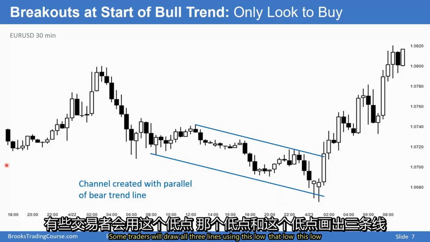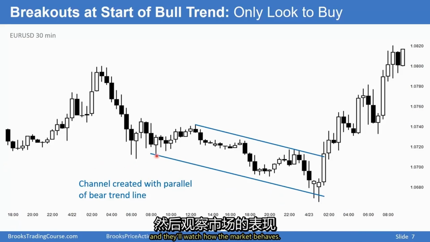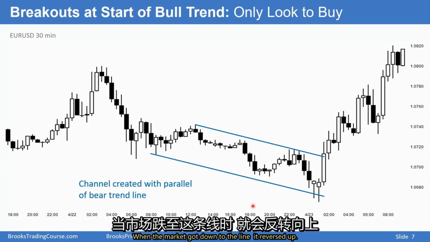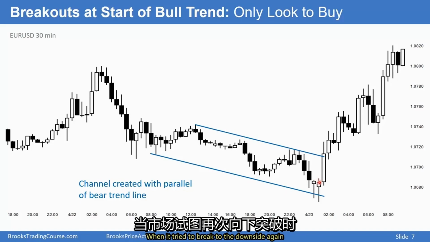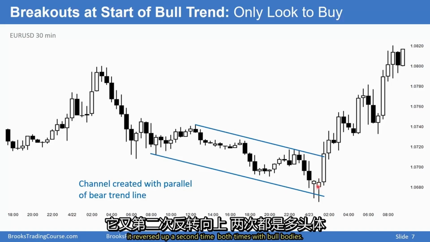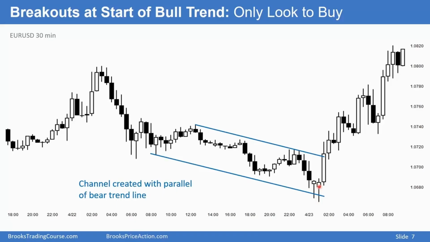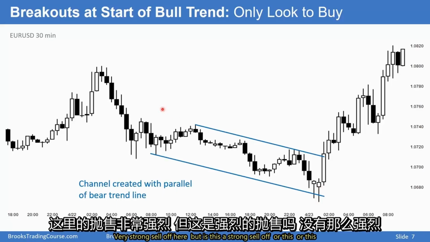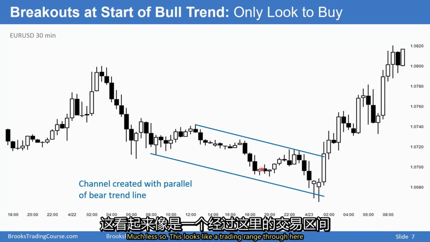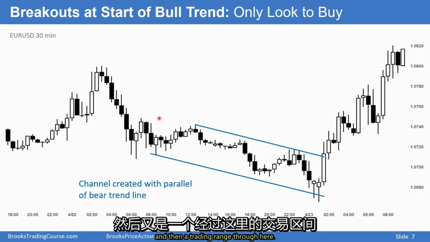Some traders will draw all 3 lines using this low, this low, and they'll watch how the market behaves. When the market got down to the line, it reversed up. When it tried to break to the downside again, it reversed up a 2nd time, both times with bull bodies. Very strong sell-off here, but is this a strong sell-off or this? Much less so.